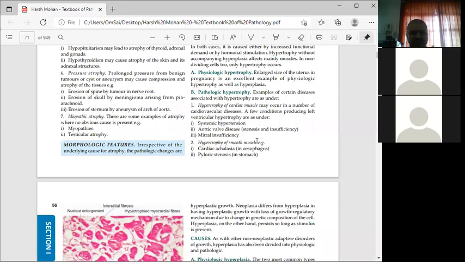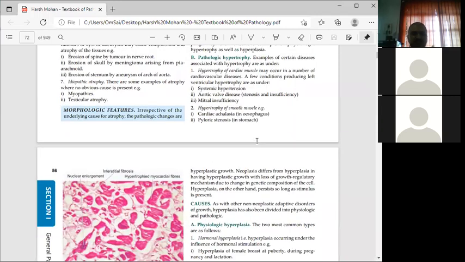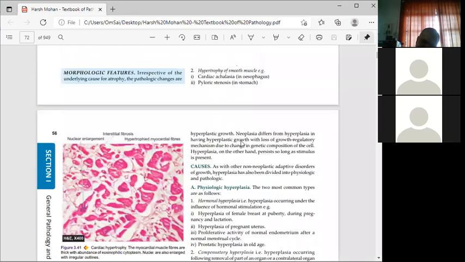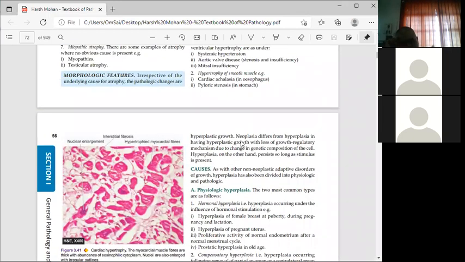Like this, hypertrophy of smooth muscles, for example: cardiac achalasia in the esophagus. Then pyloric stenosis in the stomach. That is the idea here.